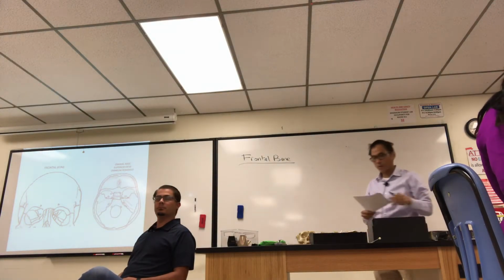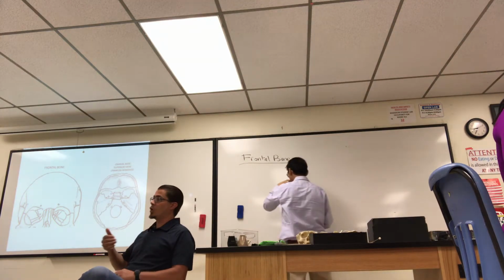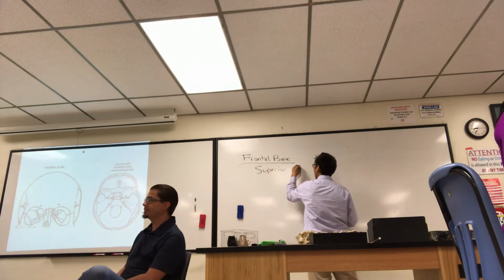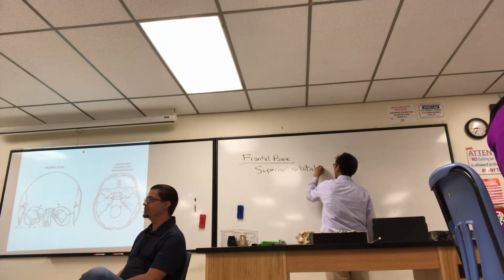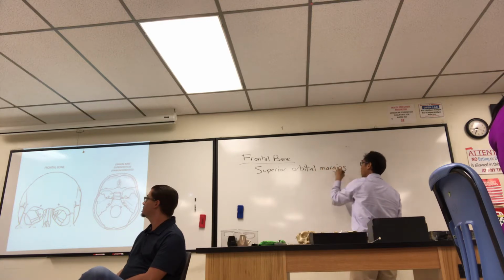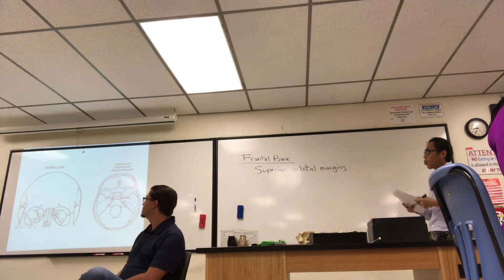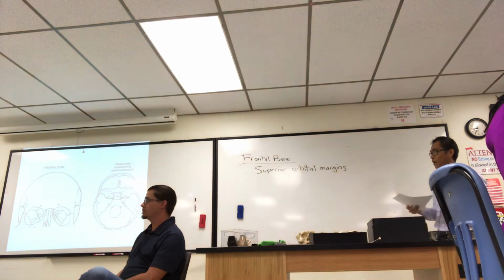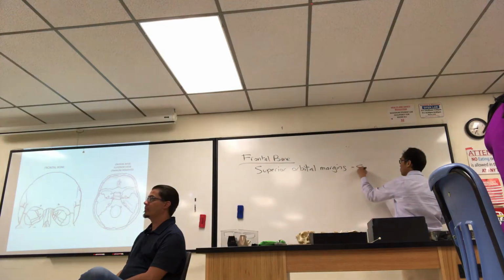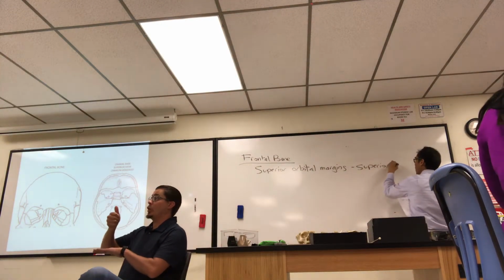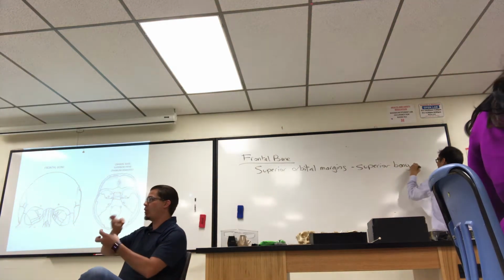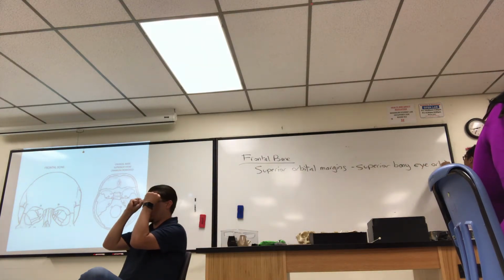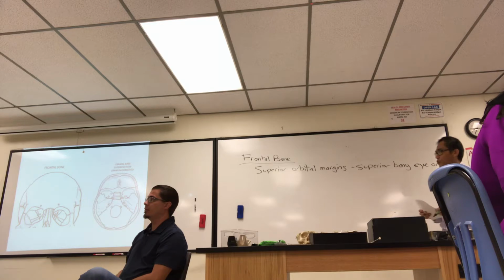I have the superior orbital margins. Your eye orbit is the bony rim around your eyeball, and this is the superior part. So I'll just describe this as the superior bony eye orbit. My description is almost restating the surface feature.